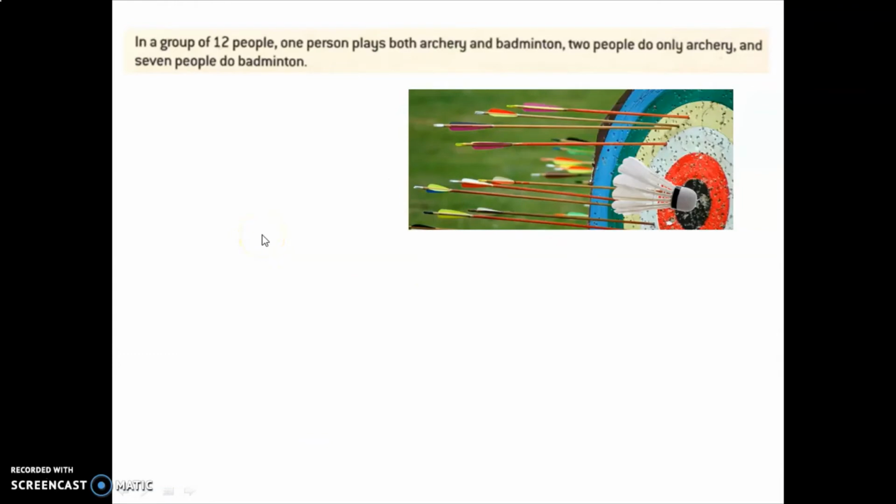This problem here will kind of get us towards sample space diagrams. So let's take a look. It says in a group of 12 people, 1 person plays both archery and badminton, 2 people do only archery, and 7 people do badminton.